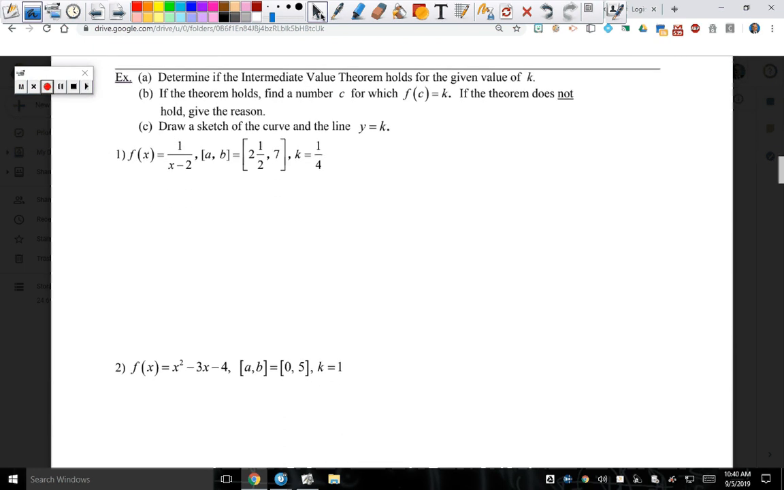So your instructions are this. Determine if the intermediate value theorem holds for the given value of f. If the theorem holds, find a number c for which f of c is equal to k. If the theorem does not hold, give the reason why. You could say because f of a did equal f of b, or you could say f of x was not continuous on the interval, just different things. And then we want to draw a sketch and actually go through.